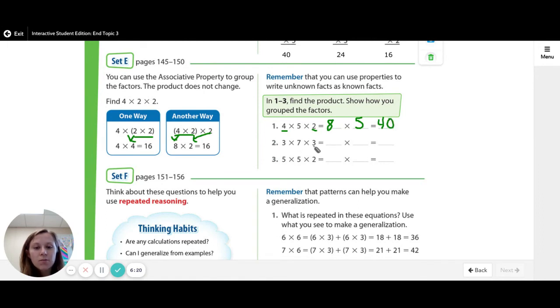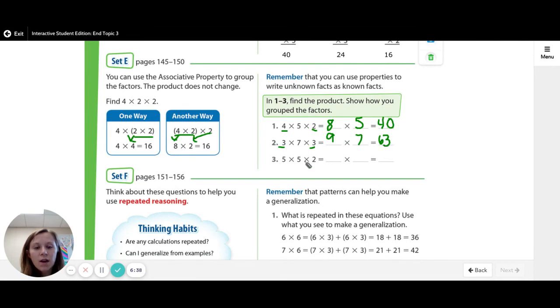Now let's look at this. 3 times 7 times 3. I'm going to choose to multiply the 3 times 3 first. So 3 times 3 is 9. And then 9, and we just bring over that 7. 9 times 7 is 63. And we can use your fingers trick for the 9's facts as well.